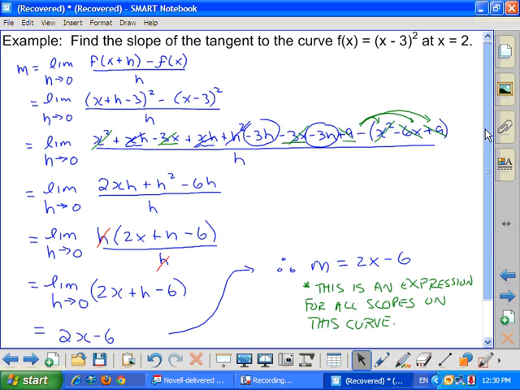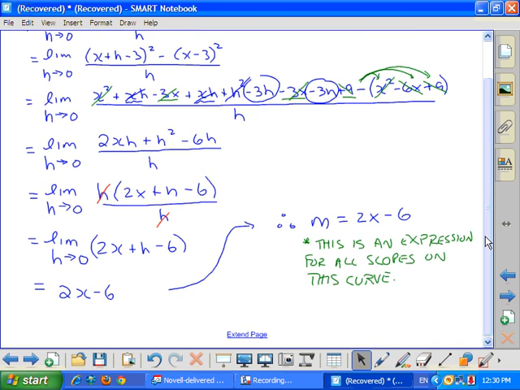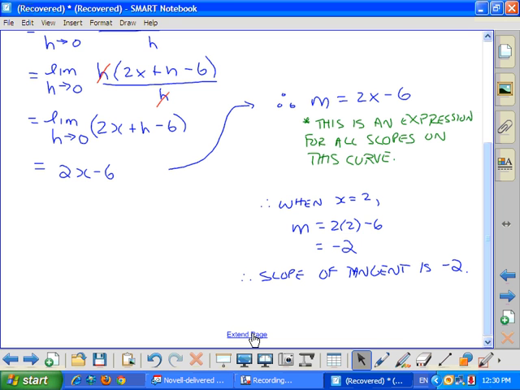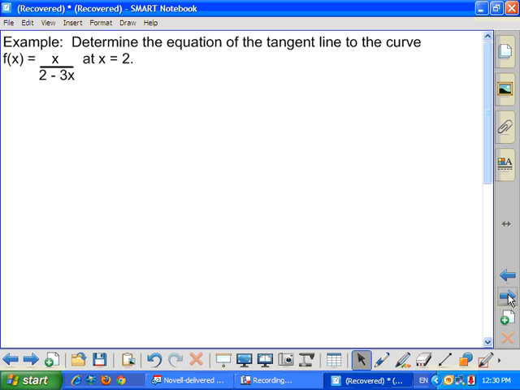So this question wanted us to find the slope of the tangent when x equals 2. So therefore, when x equals 2, the slope will be 2 times 2 minus 6, which is negative 2. So therefore, slope of tangent is negative 2. There we go. So you can see where if you had multiple slopes to find, it would be much better with this second process. Okay, final example. What happens if it is a rational function?